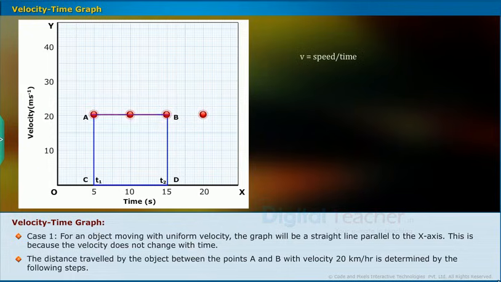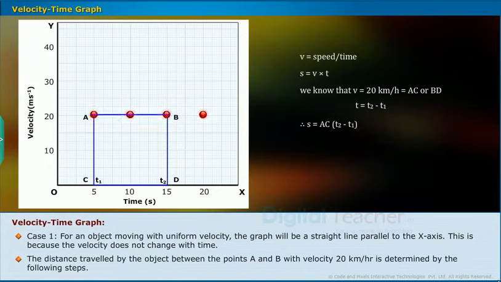We know that velocity is the ratio between speed and time. So, speed equals velocity into time. Here, V equals 20 km per hour, equal to AC or BD. T equals T2 minus T1. Therefore, S equals AC into T2 minus T1, which equals AC into CD. S is equal to the area of the rectangle ABCD.